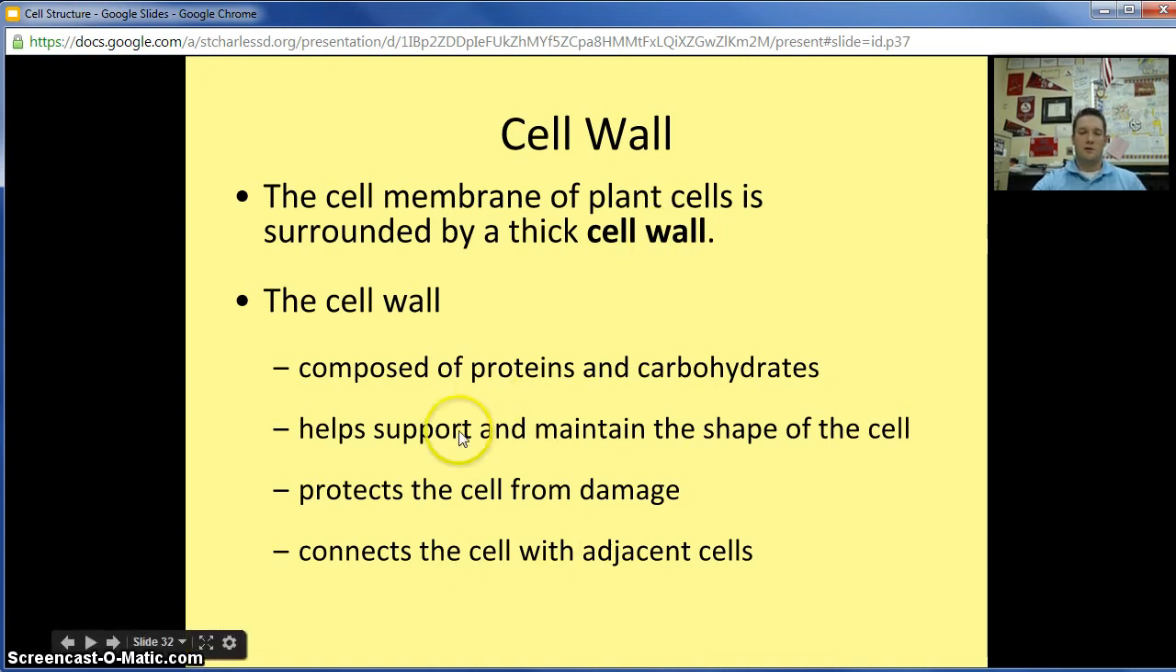You'll notice nowhere on here you see controlling traffic in and out of the cell. The cell membrane does that. The cell wall doesn't. So you can kind of think it's almost like a big cage that surrounds the cell membrane. So it doesn't control what enters and leaves. It just keeps the cell from getting squished flat. Okay, moving on. Oh, it also connects it with adjacent cells. That means the other cells that are next to it. Part of what gives plants their tough characteristics.